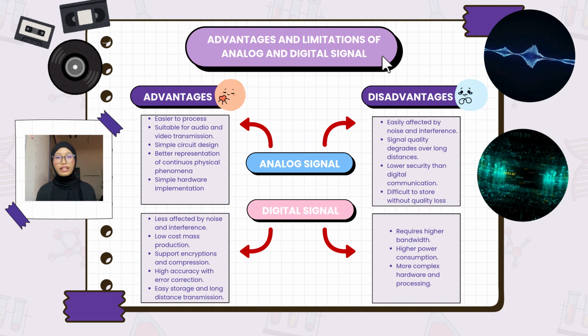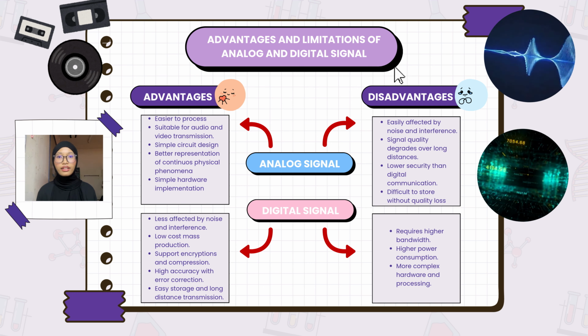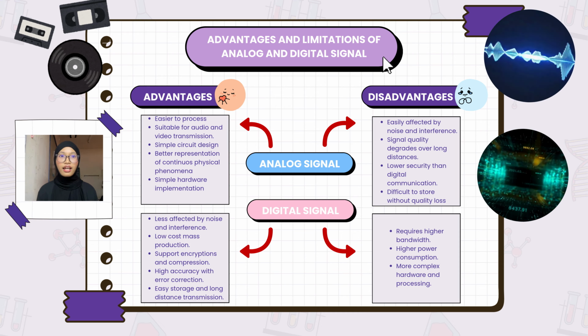If we look at the advantages, analog signal is very good at representing real-world signal because it changes continuously. That's why it's very suitable for audio and video applications where the sound and image can be produced more naturally. Another advantage is that analog circuits are usually simpler, so they are easier to build and implement for basic electronic systems. But of course, analog also has its weakness.